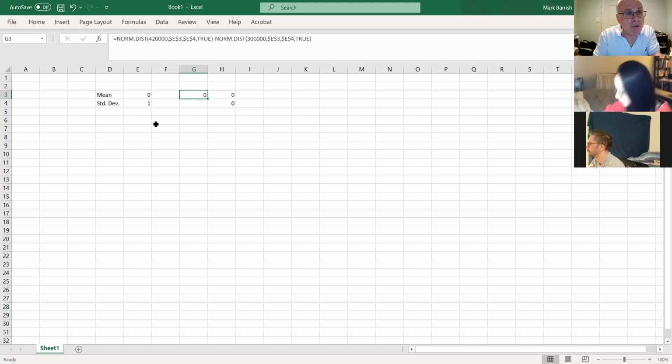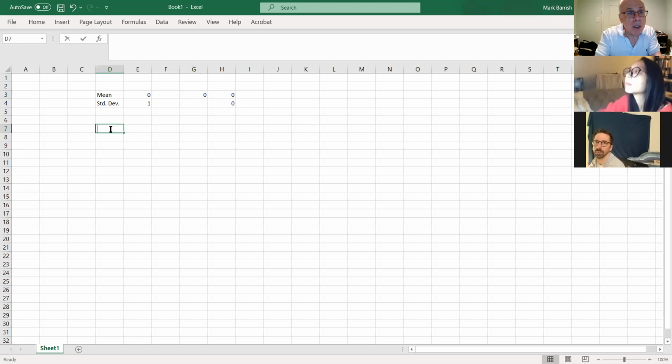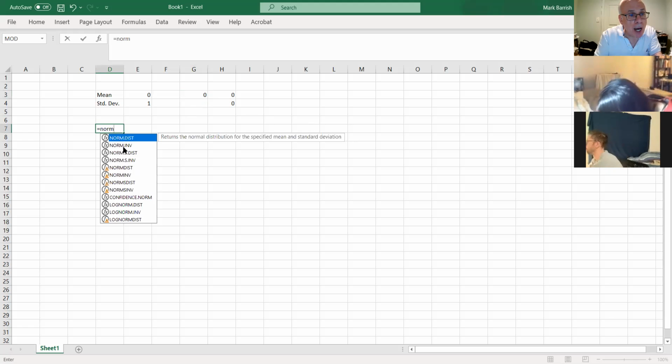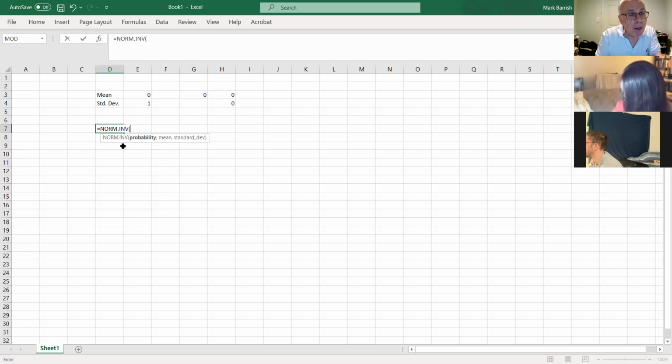So I'm going to put the inverse normal below here, I think. Right here. It's NORM.INV. When it says probability, it's asking for the cumulative probability. That's the probability that's less than or equal to the number that you're trying to find. Okay, give it a shot.